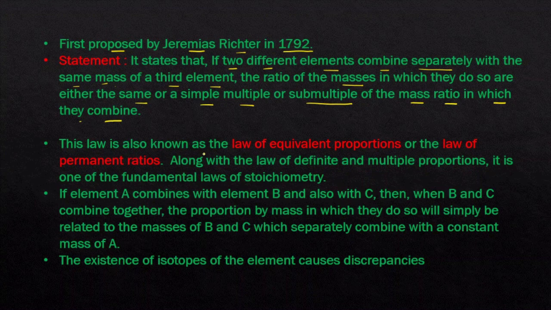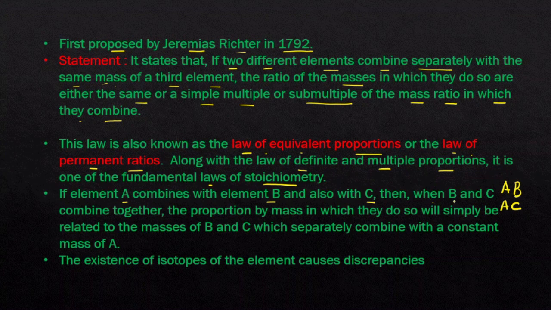This law is also known as the law of equivalent proportion or the law of permanent ratios. Along with the law of definite and multiple proportions, it is one of the fundamental laws of stoichiometry. If element A combines with element B and also with C, then A combining with B forms AB, and at the same time A combining with C forms AC.